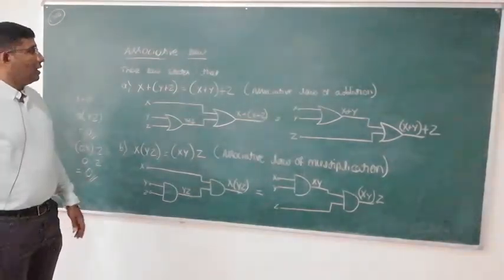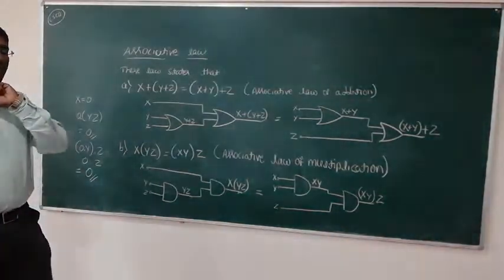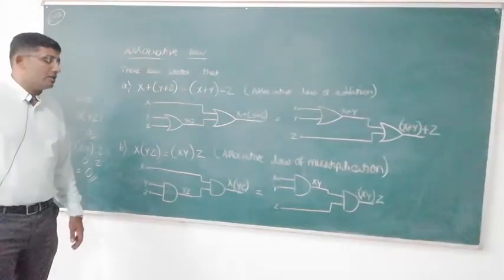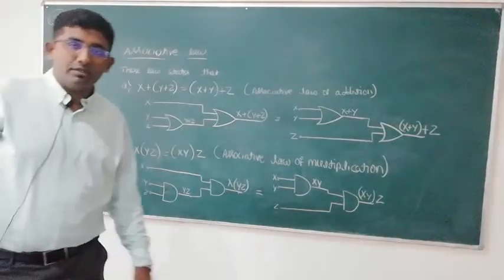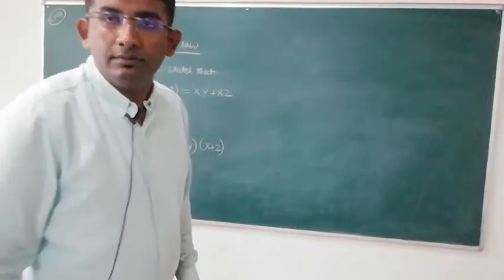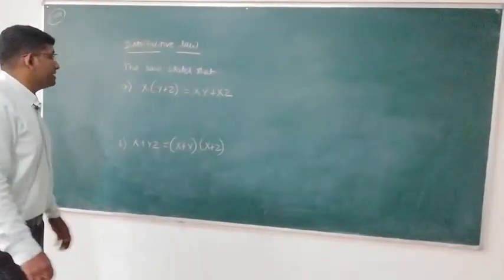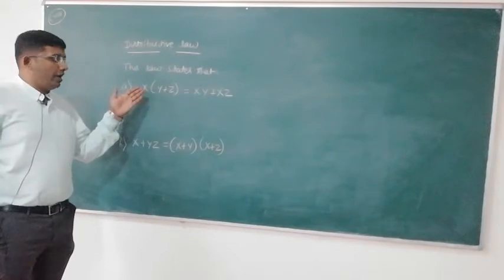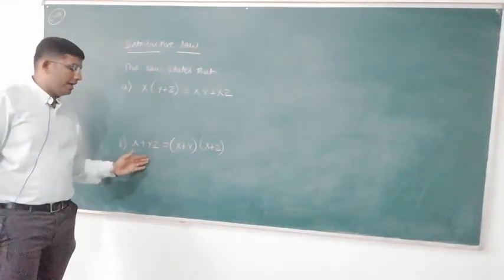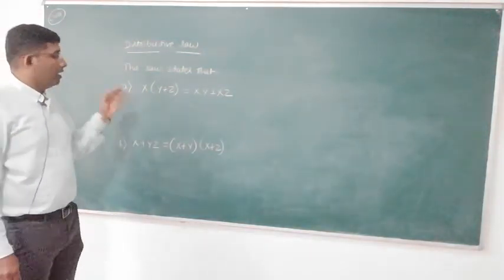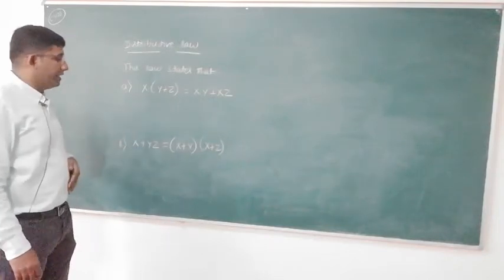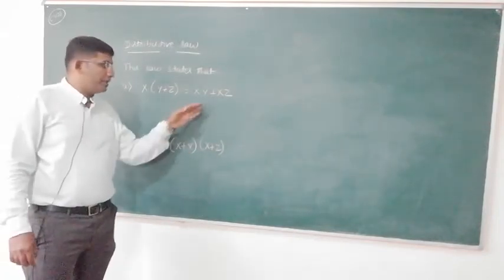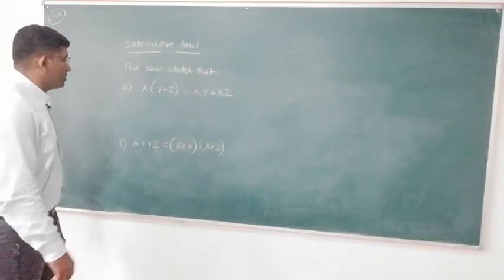This is the associative law of addition and associative law of multiplication. And the next one is distributive law. Once again we come across two laws here, for OR operation and for AND operation. This one is for AND operation and this one is for OR operation.